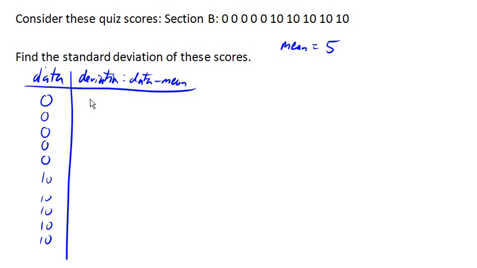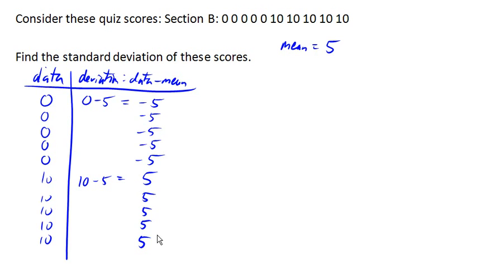So the deviation here is data minus mean, which is -5. And I think you can trust me that all these other zeros are going to be the same. And then for the 10, 10 minus 5 is also 5, positive 5, and so on down the line.